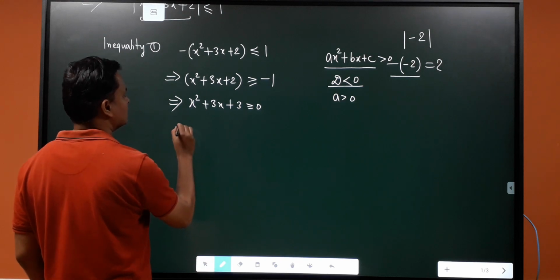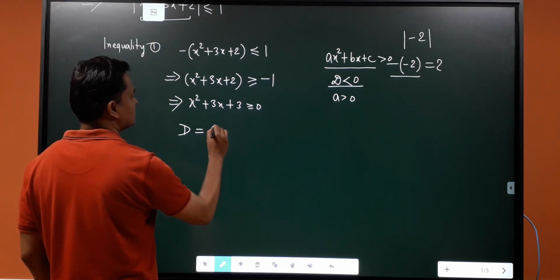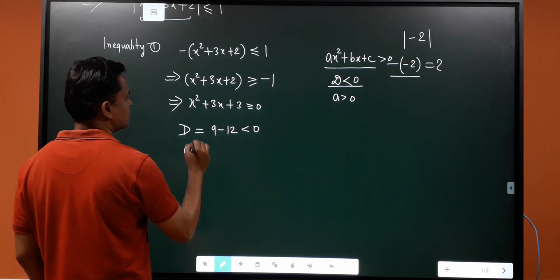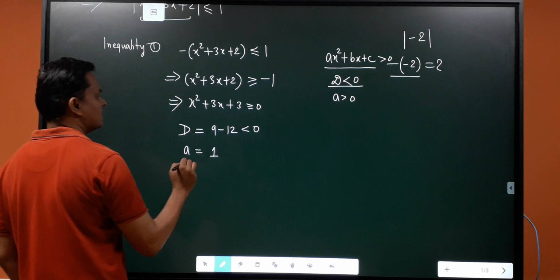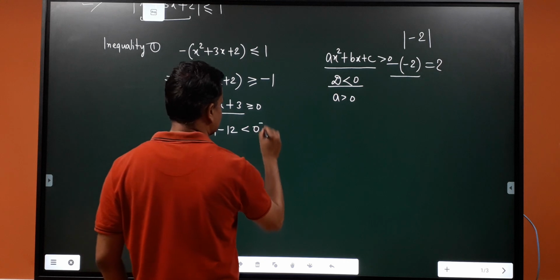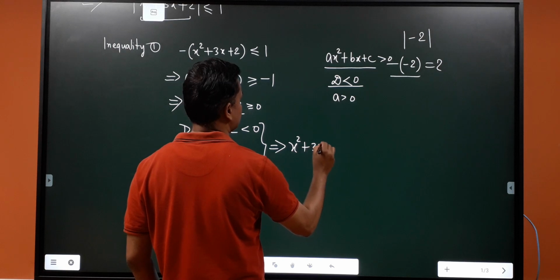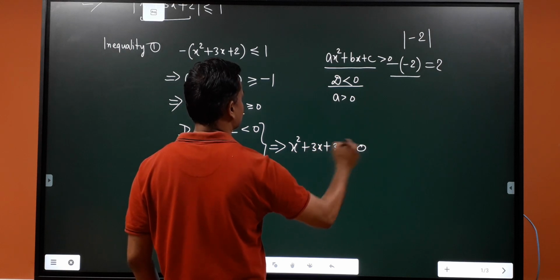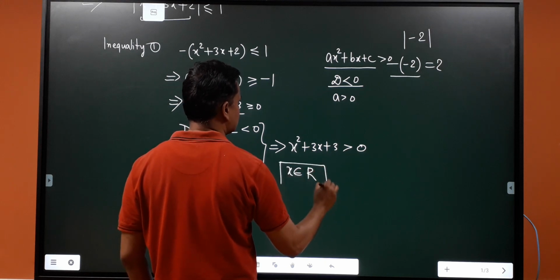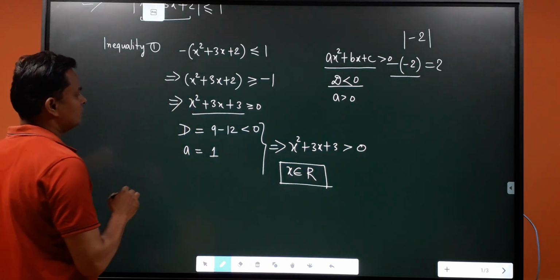For that we need to calculate the discriminant, which is b square minus 4ac, that means 9 minus 12, and that is less than 0. And the first term a, the coefficient of x square, is equal to 1. This implies that this particular function is always greater than 0. I will write it like this: x square plus 3x plus 3 is always greater than 0. Therefore x belongs to R. For all x belongs to R, this is true. Is it clear?